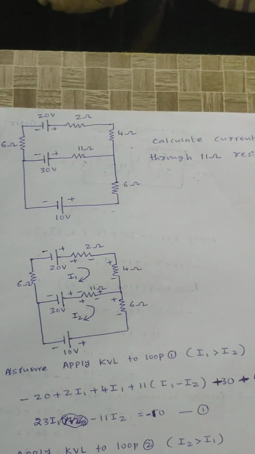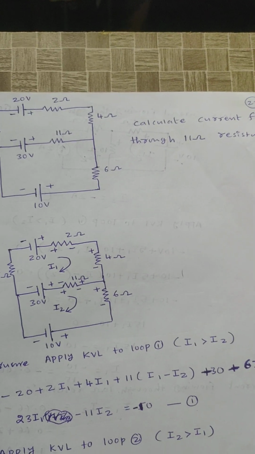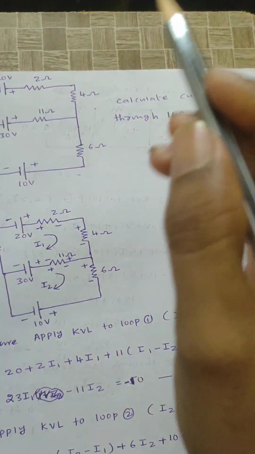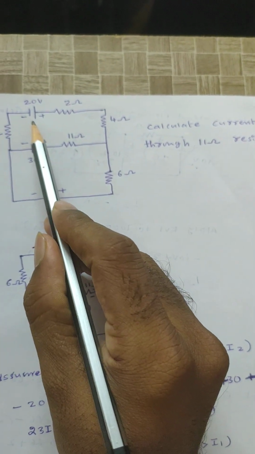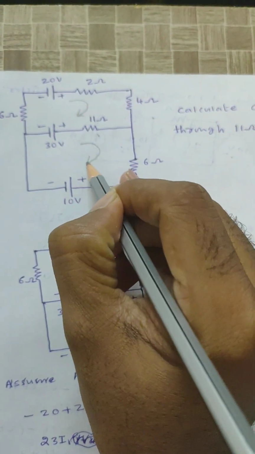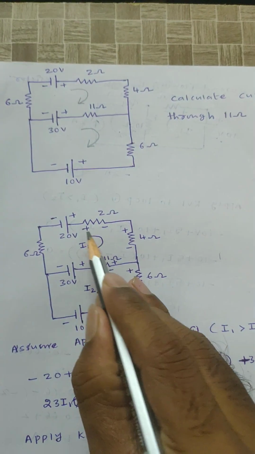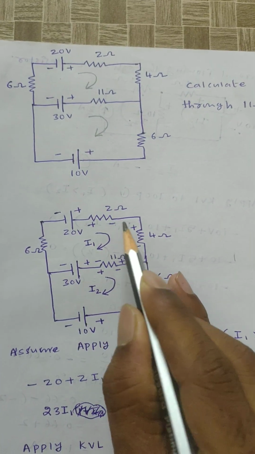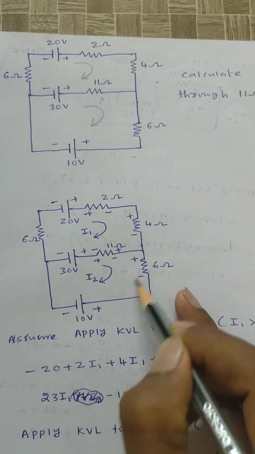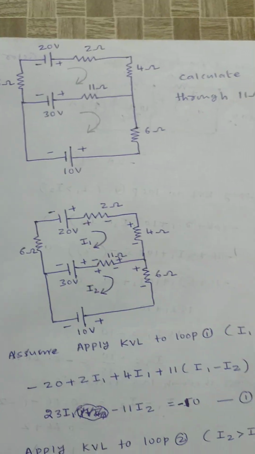Similarly, you can observe this problem. Calculate the current flowing through the 11 ohm resistor. Step 1, identify the number of closed paths: loop 1, loop 2. Based upon this current direction, across passive elements the polarities will be plus minus, plus minus, plus minus. Similarly for loop 2, plus minus in clockwise, plus minus.